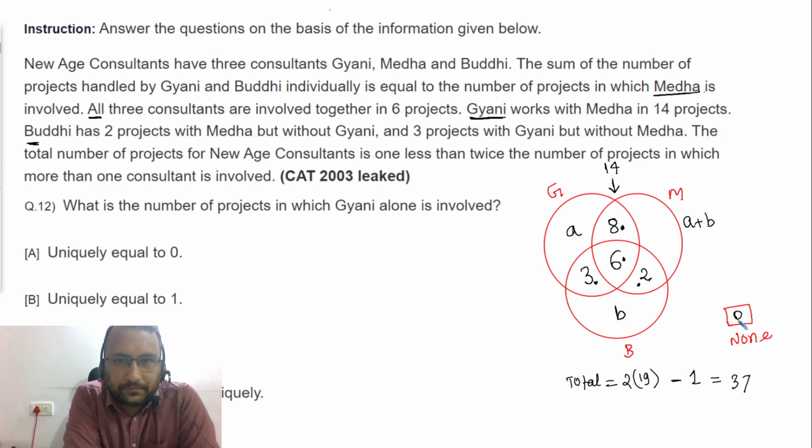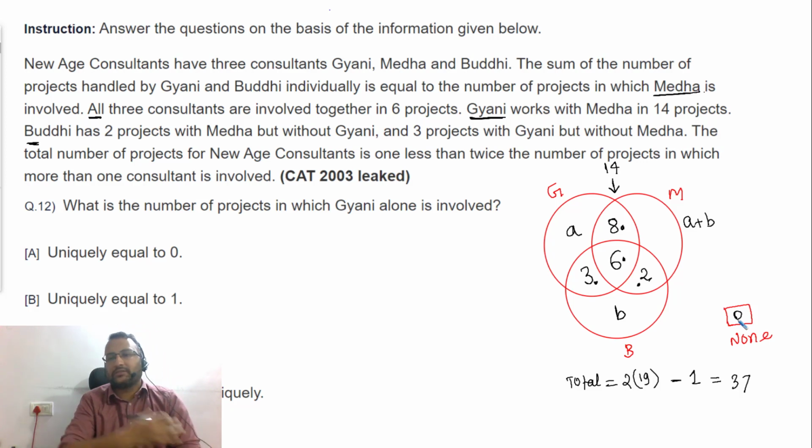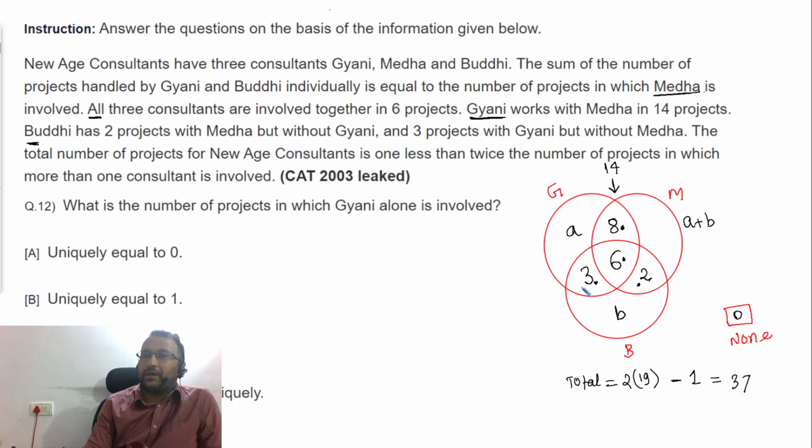After this, question number 12 asks: what is the number of projects in which Gyani alone is involved? Hold on. So let's try to do some calculation over here. What we can conclude is the value of the Medha circle is A plus B, so only Medha is A plus B minus 16.